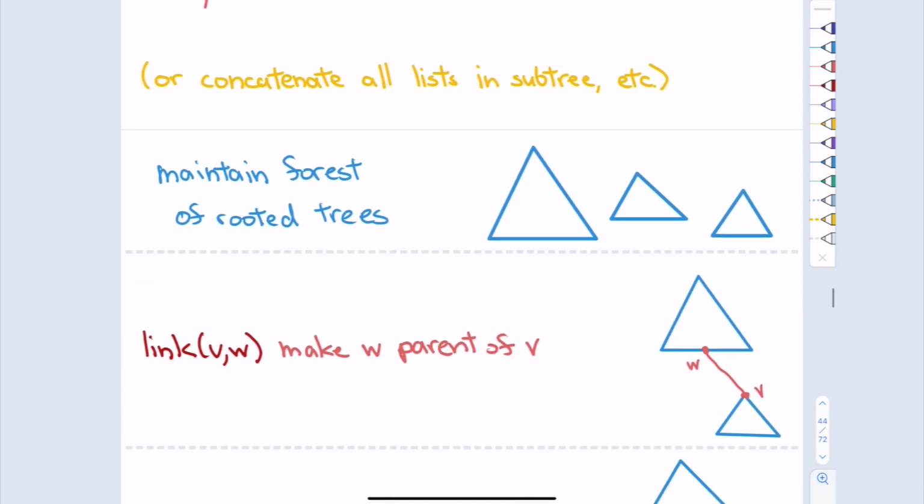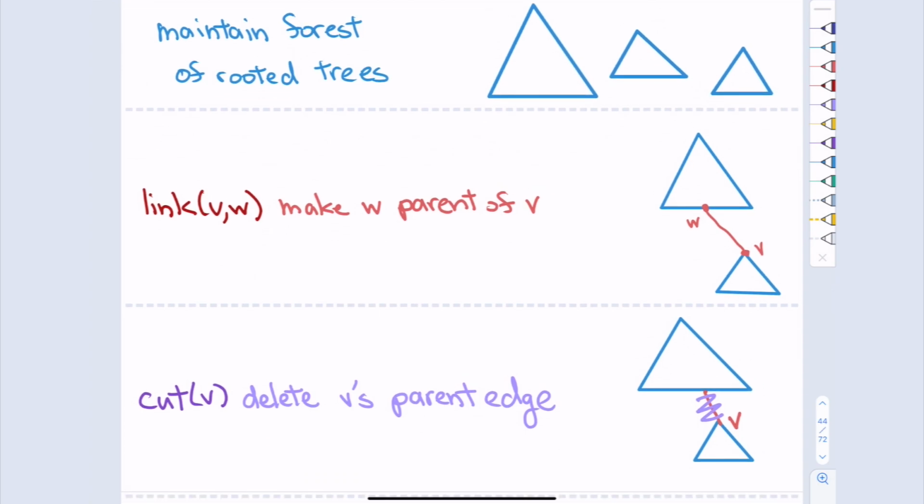So the main operations to manipulate a forest, again, are called link and cut. Link is adding a parent edge. One of those vertices needs to be the root of its own tree right now. Then you choose some other vertex W, and you make the tree rooted at V a subtree and a child of W. Cut will delete the parent edge of the vertex. So you can add and remove these parent edges, and over time you update your rooted tree.